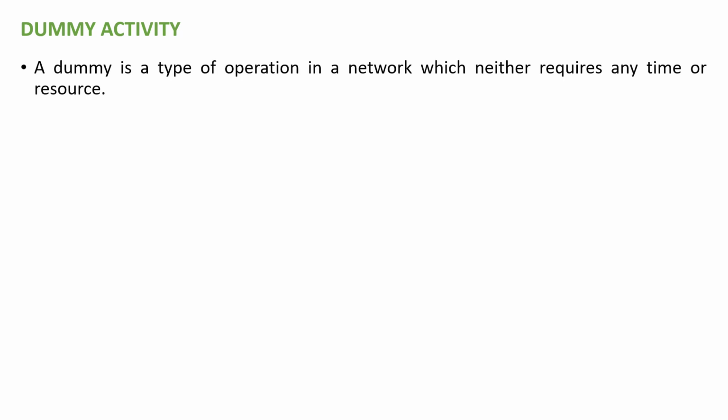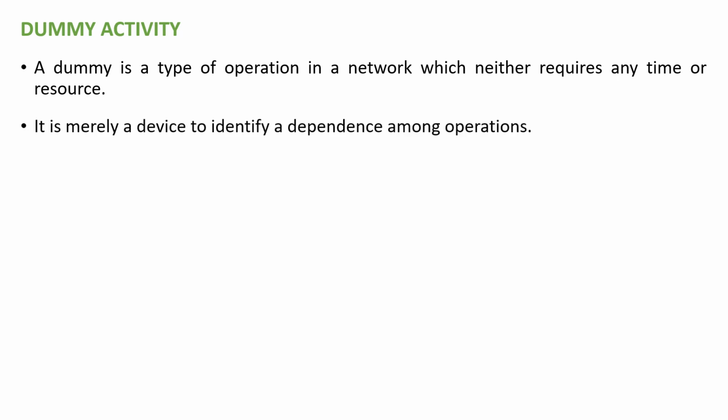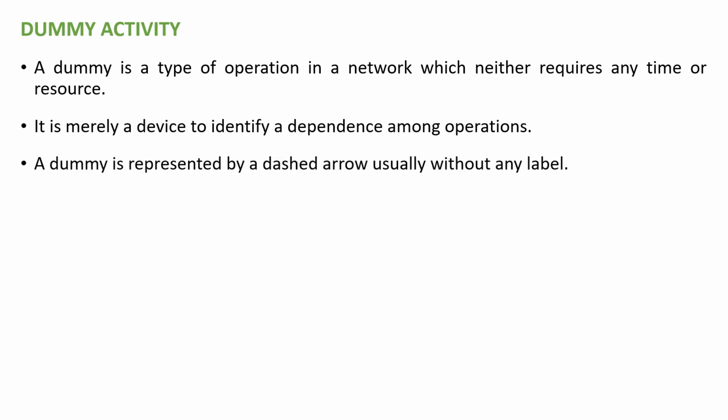Before we move on, first of all, we will understand what a dummy activity is. A dummy activity is a type of operation in a network which neither consumes any time nor any resource. It is merely used as an identification for dependency among the operations. A dummy is usually represented by a dashed arrow, something like this, and we usually do not label a dummy activity.